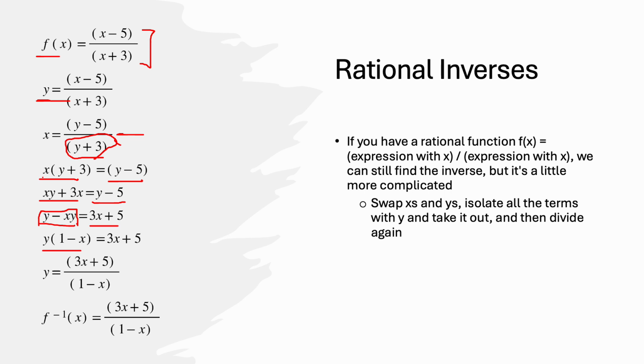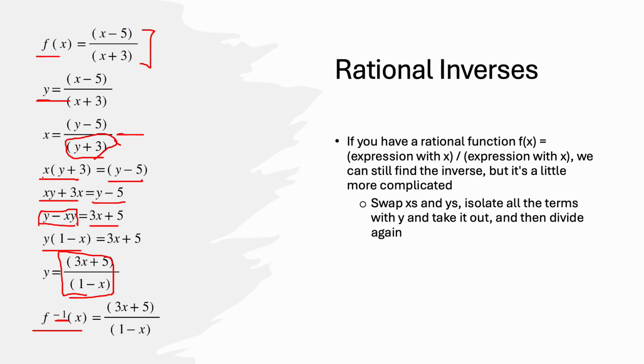So we have y times 1 minus x, because y times 1 is y, and y times minus x is minus xy. And so we have y times 1 minus x is equal to 3x plus 5. And then finally, just to isolate y, we're going to divide both sides by what we factored out, which is 1 minus x. So we get y is equal to 3x plus 5 over 1 minus x. And we're just going to rewrite that as f inverse.